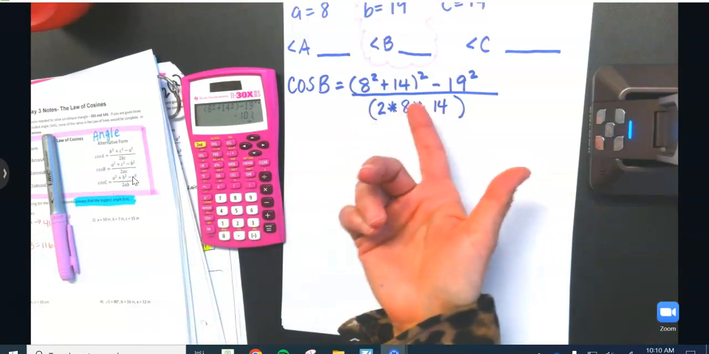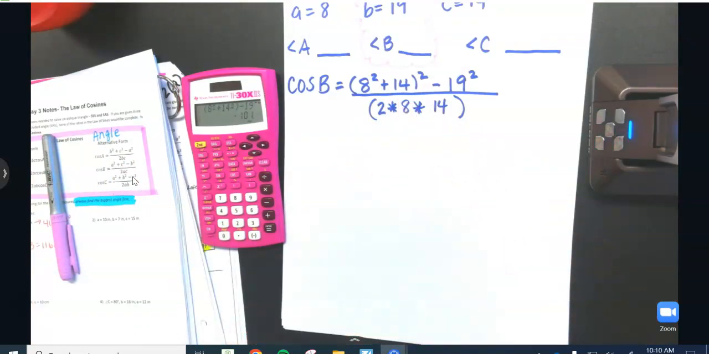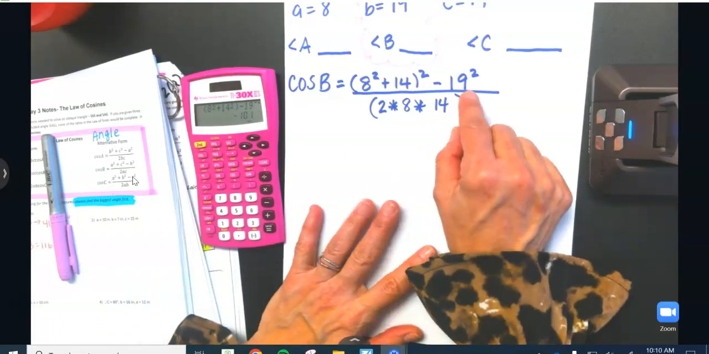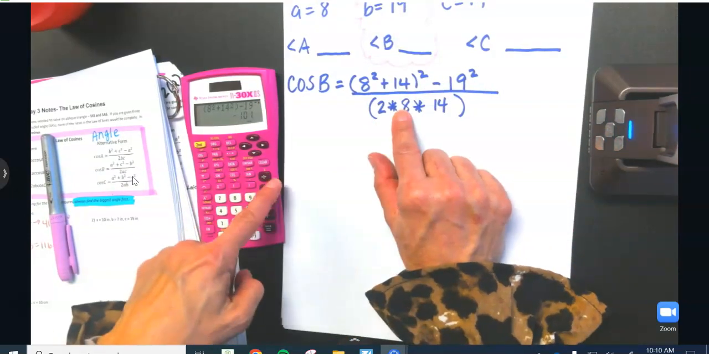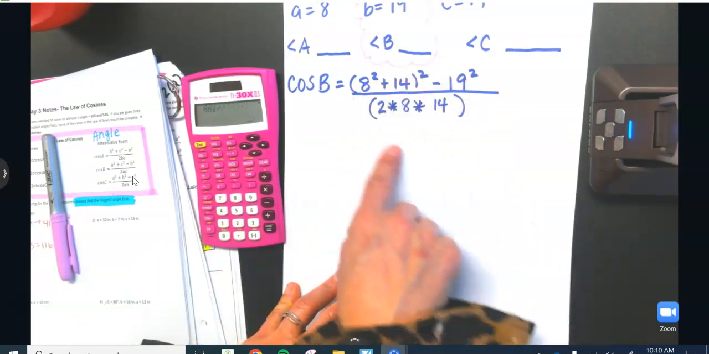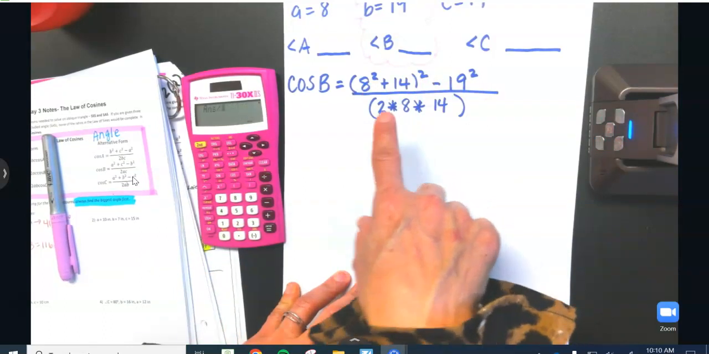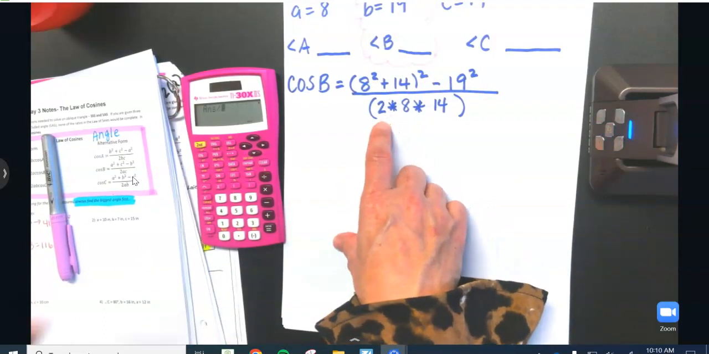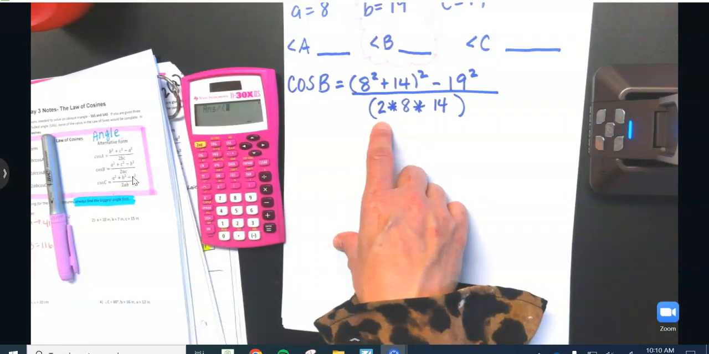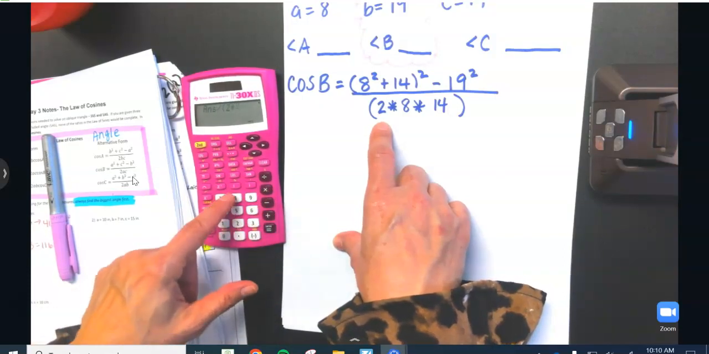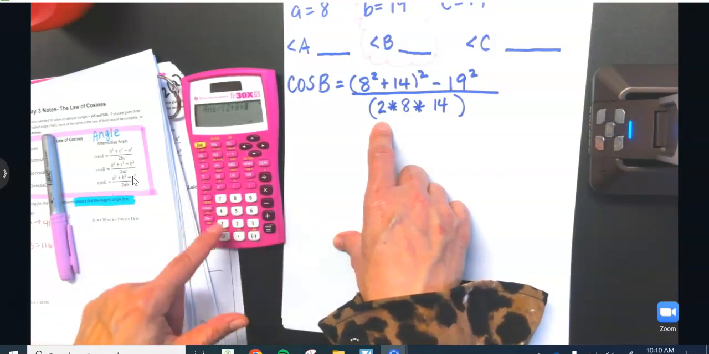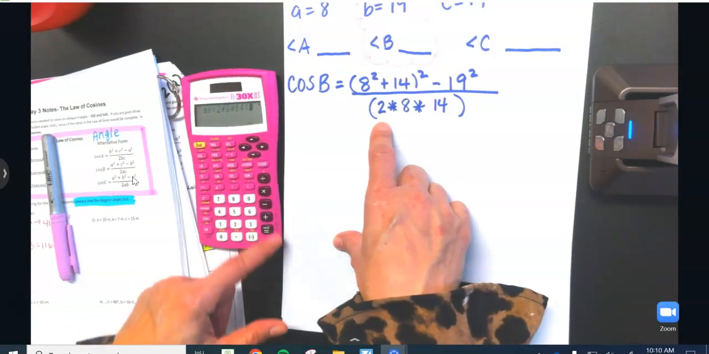Now, I'm not sure if you really need to type in all of those parentheses, but I know it doesn't take that long, and I never get the wrong answer. So after I hit enter, I'm going to hit divide, and I am going to divide by all of these in the parentheses. So after I hit divide, the first thing I do is open parentheses, and it's always 2 times the short legs. So 2 times 8 times 14, close your parentheses, and hit enter.